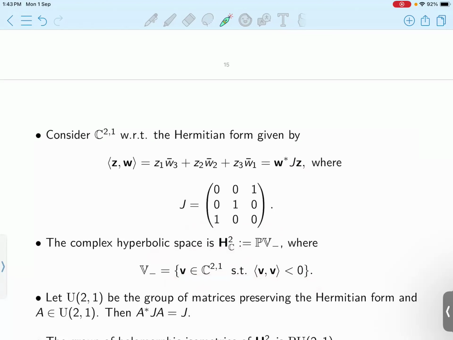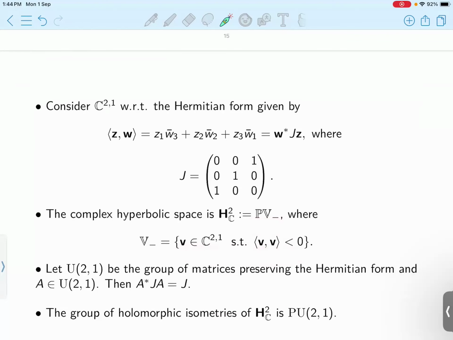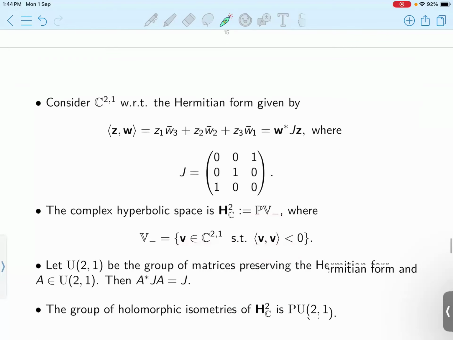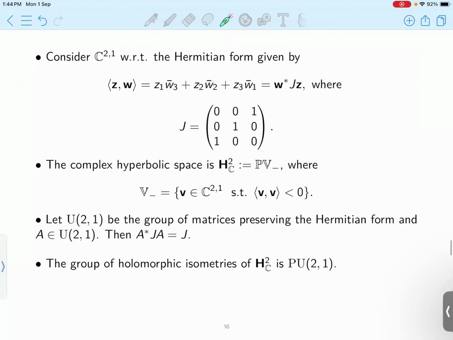Okay, so we take the negative vectors and we projectivize them to get the complex hyperbolic space HC2. Let U(2,1) be the group of matrices preserving this Hermitian form. Now, for a matrix A in U(2,1), it turns out that A star J A is equal to J.